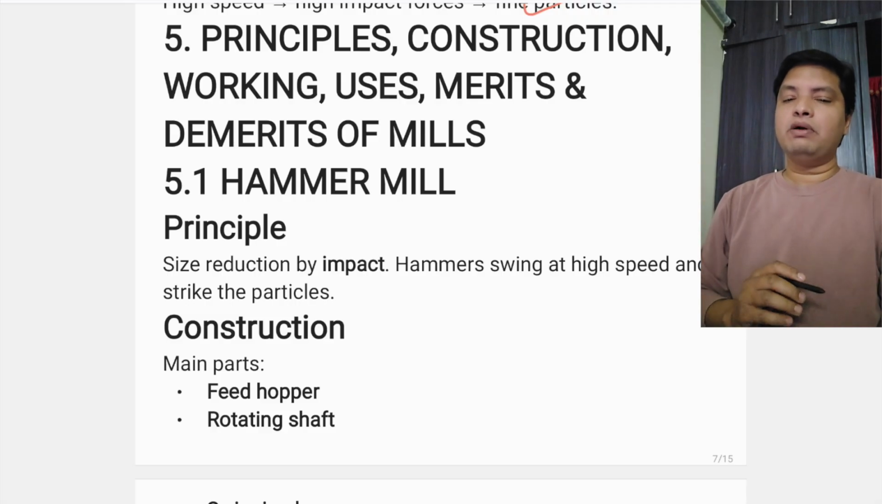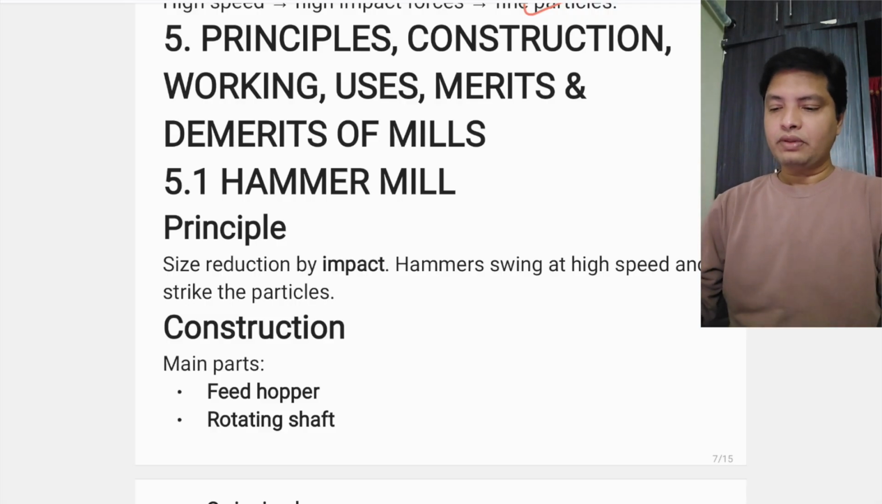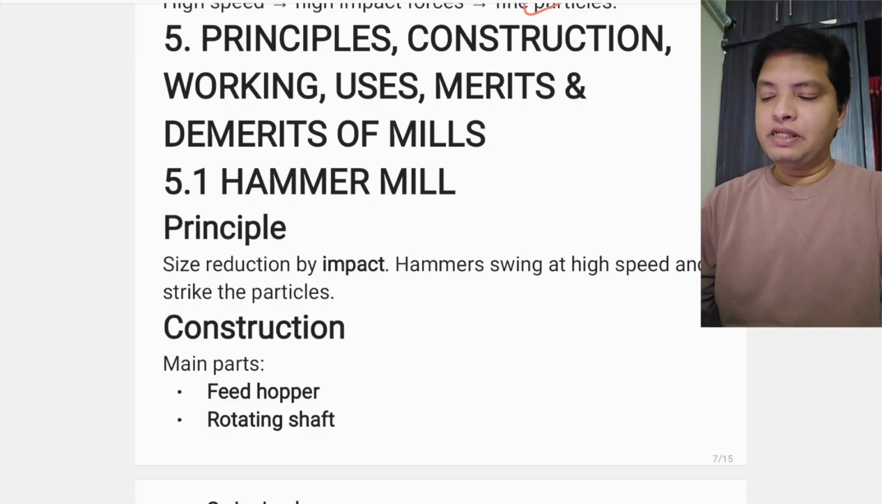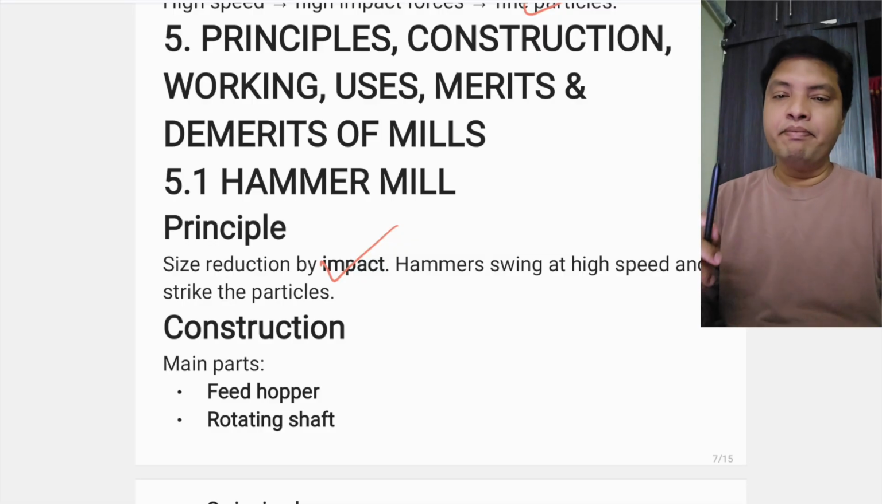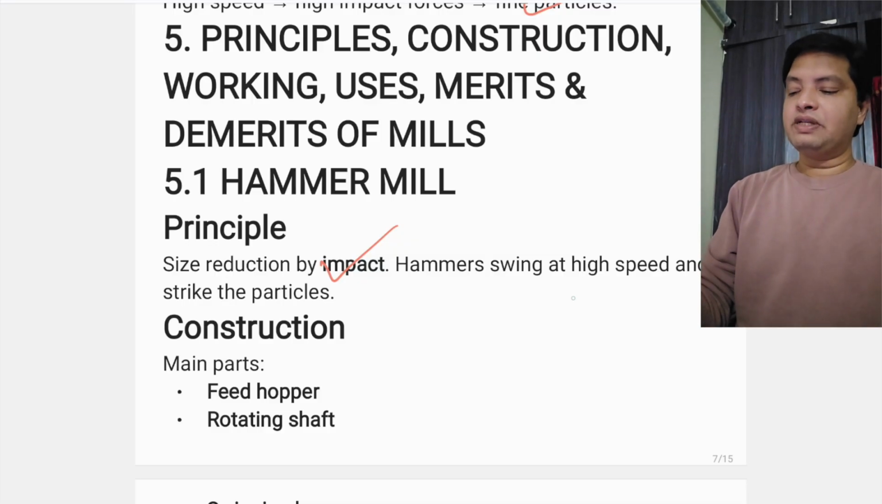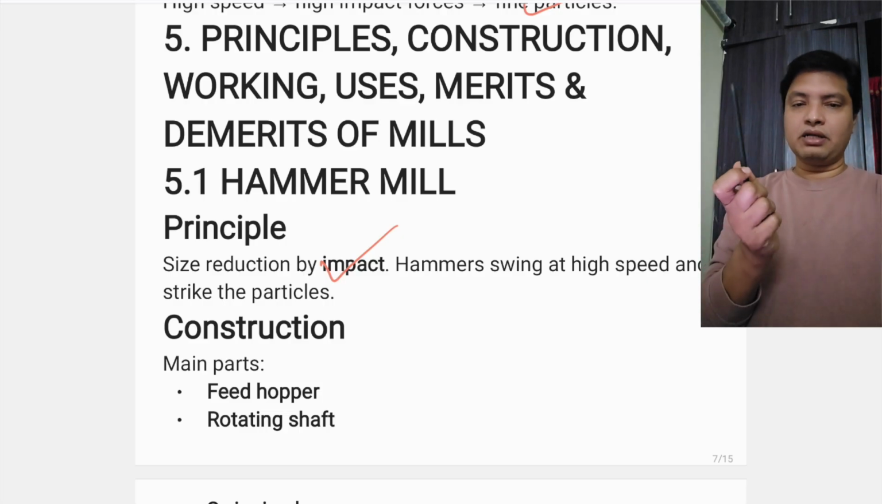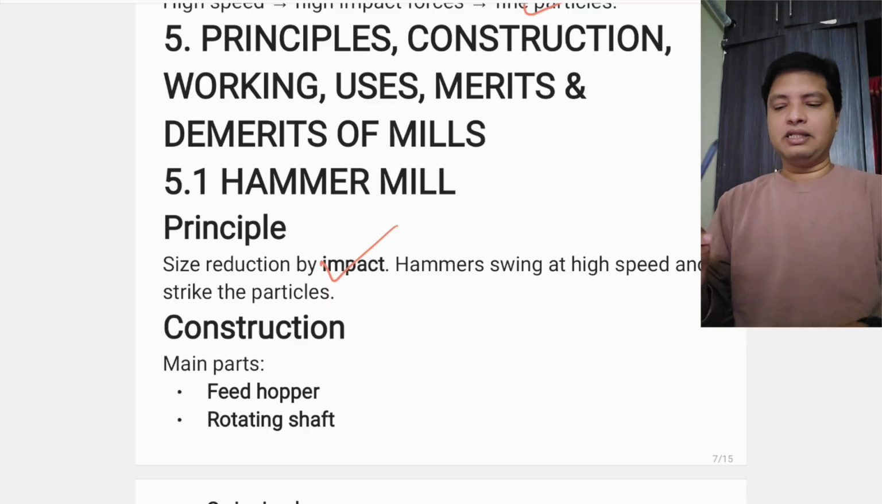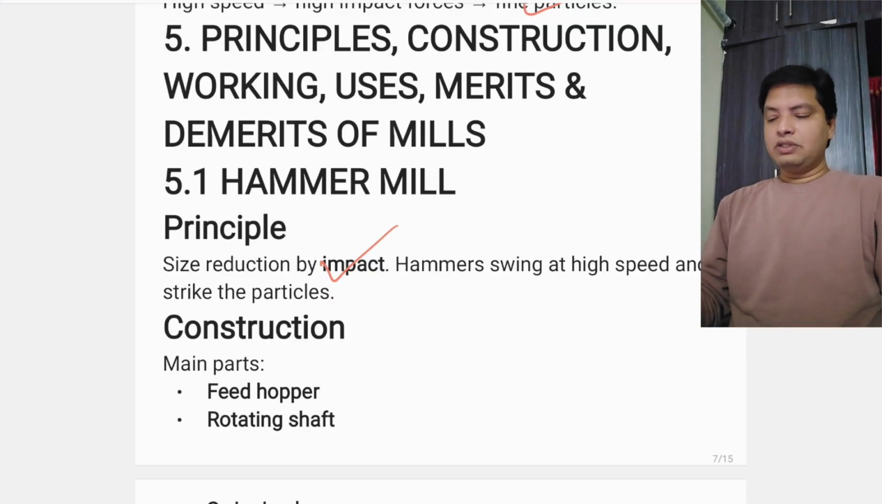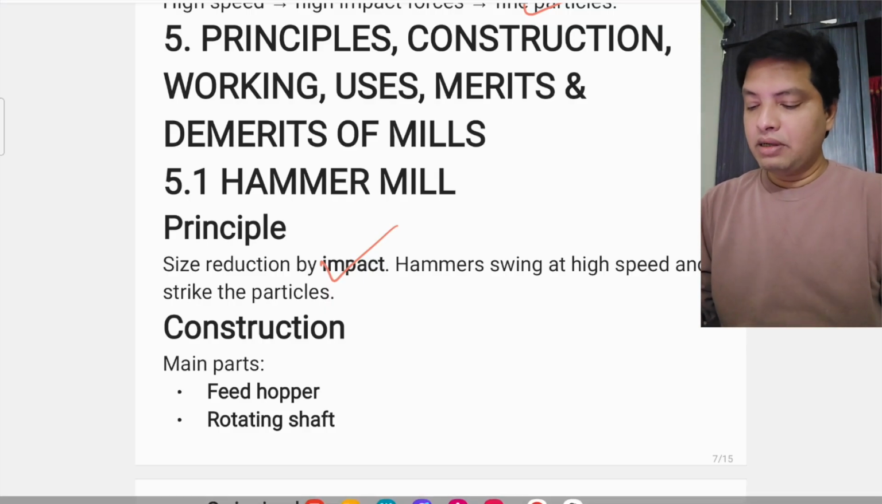First we'll see the hammer mill. In the hammer mill, the principle is impact. A hammer will impact the material like this. The hammer swings at high speed and strikes the particle. So I'll try to show you the video for this.